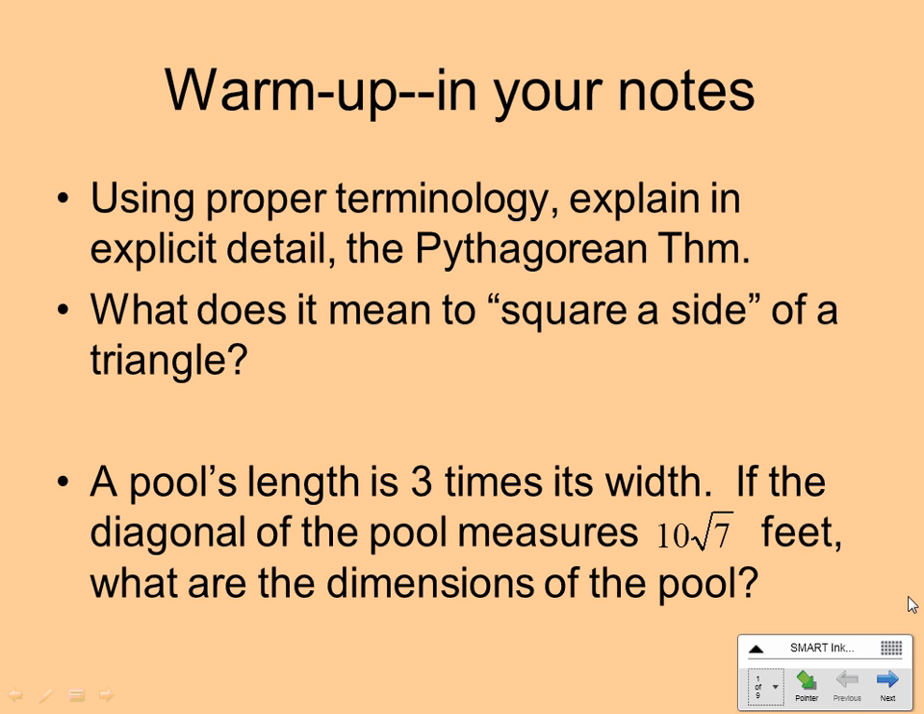So you have a pool that is 3 times its width. Okay, so what do I label in your picture, Danny? 3x and then the other one is x. Good. So whatever the width is, label that x. Then your length is 3 times that. Okay, what else do I need to label? You need to label the diagonal. Okay, that is 10 times radical 7.